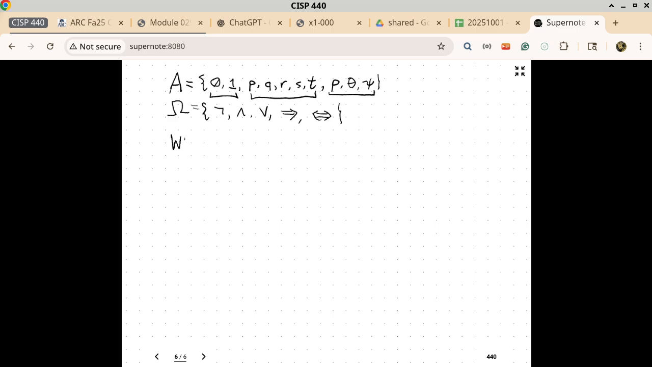So a well-formed formula. It is correct. It is WFF, not WTF. I know you guys go like true, false, right? The middle character is either true or false, and that's why it is WFF. No, it is because it is well-formed formula.